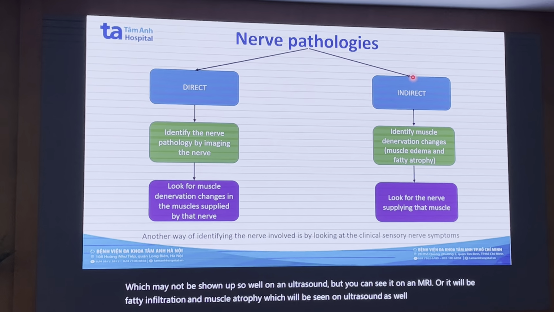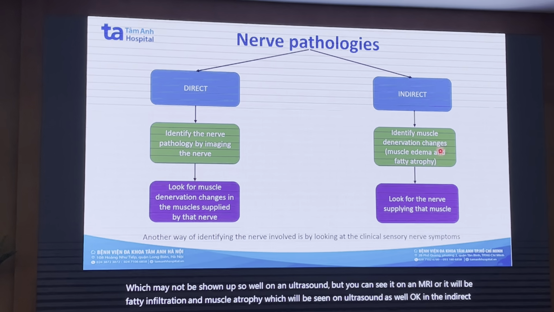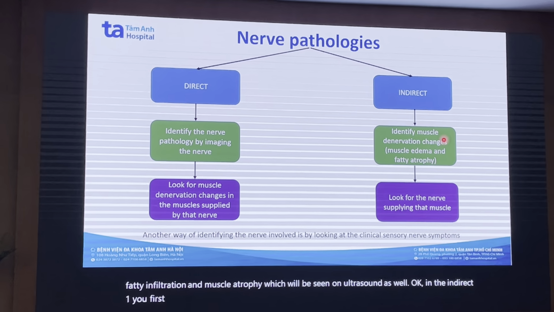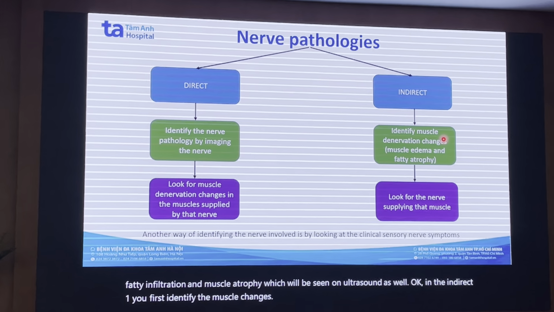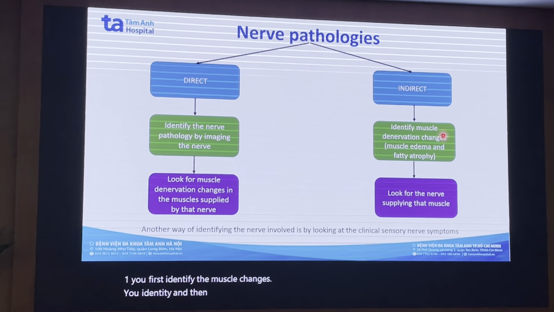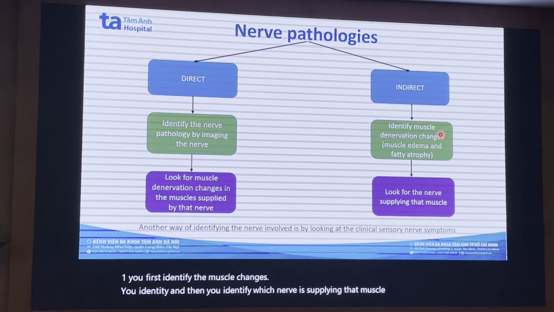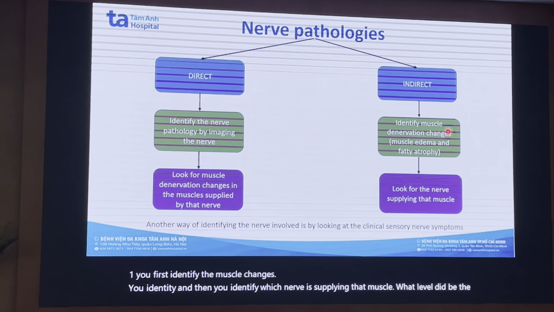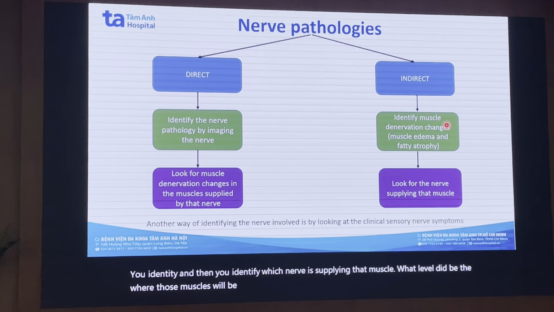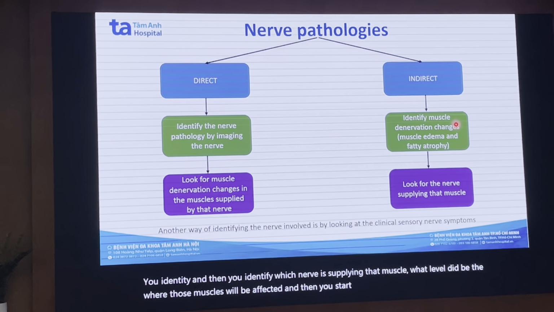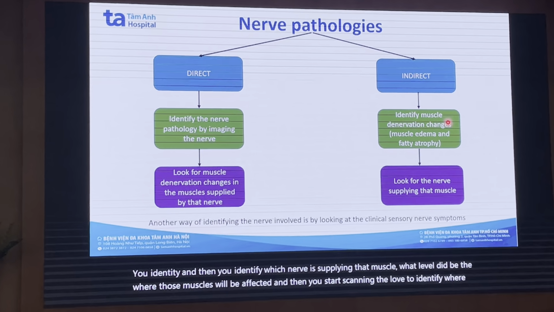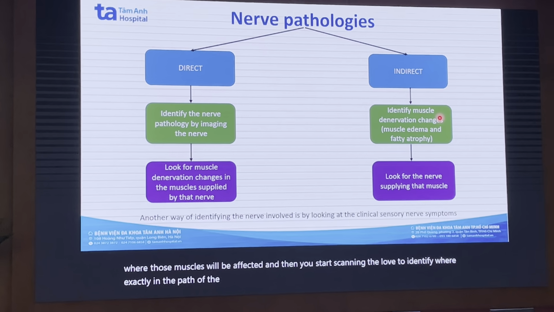Okay. In the indirect approach, you first identify the muscle changes, and then you identify which nerve is supplying that muscle, at what level those muscles will be affected, and then you start scanning the nerve to identify where exactly in the path of the nerve the pathology is located.